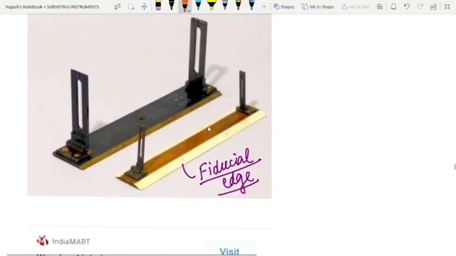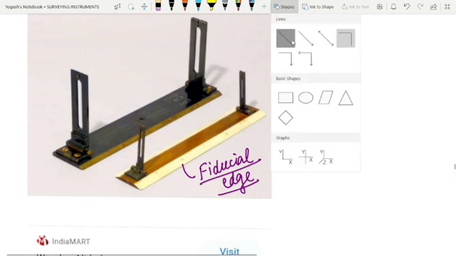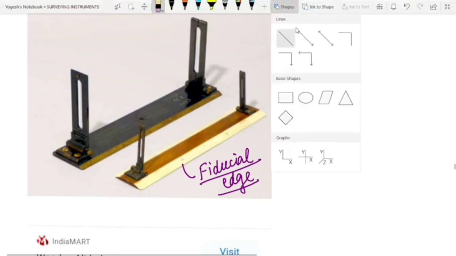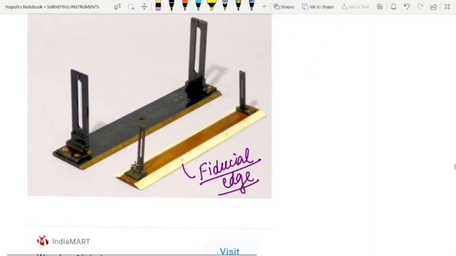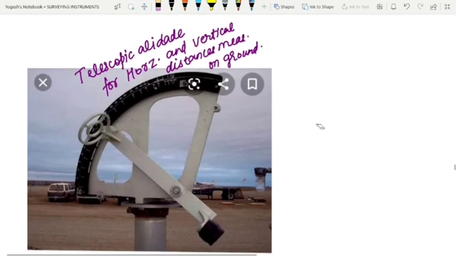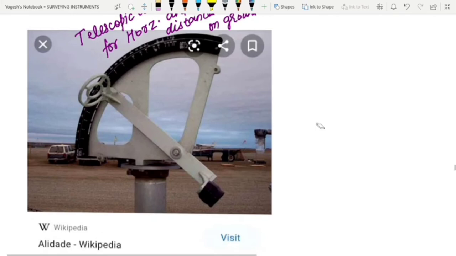This edge is called the fiducial edge. This complete edge is called the fiducial edge of the planimeter. You can see the alidade. Telescopic alidade is there for horizontal and vertical distance measurement on the ground. This is the telescopic alidade.